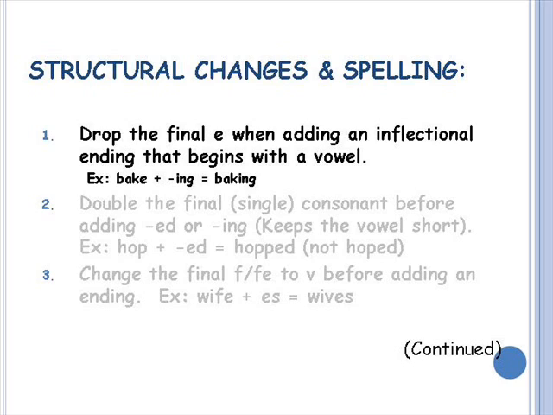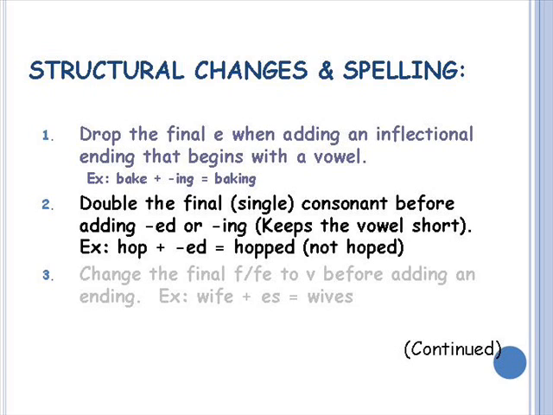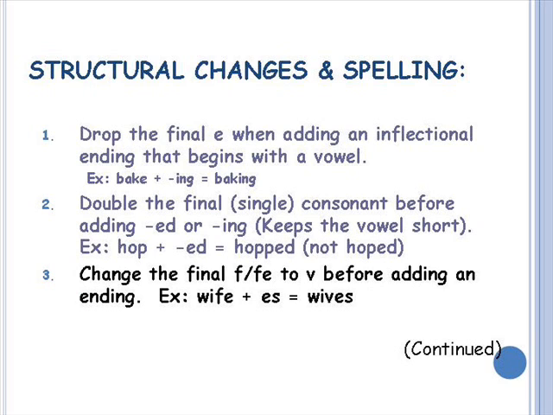First, drop the final E when adding an inflectional ending that begins with a vowel. For example, in bake, you drop the E and add ing to make baking. Second, double the final single consonant before adding ed or ing, which keeps the vowel short. For example, double the P in hop to make hopped. Third, change the final F or FE to V before adding an ending. For example, change the FE to V in wife to make wives.